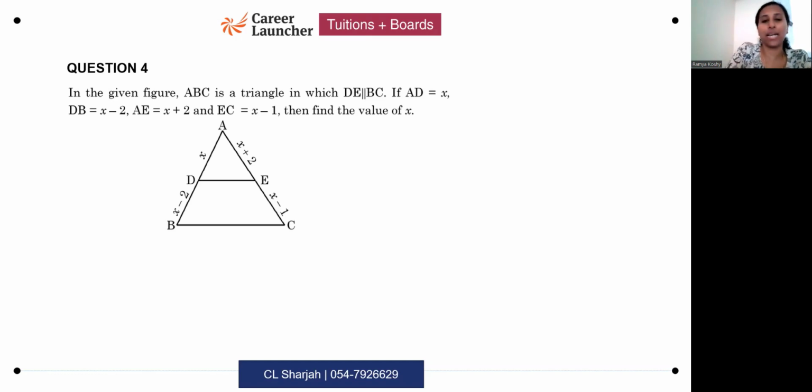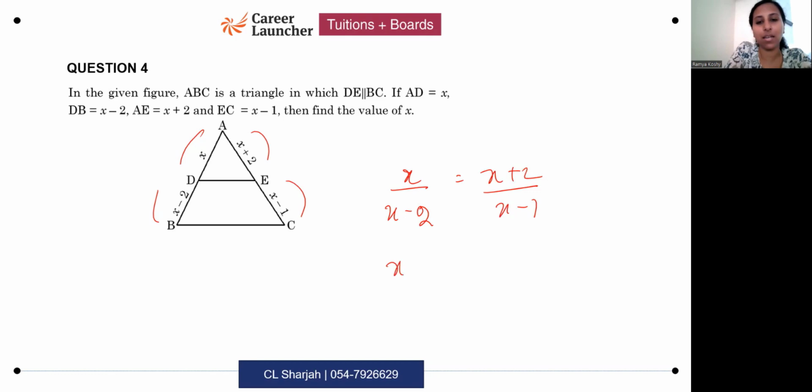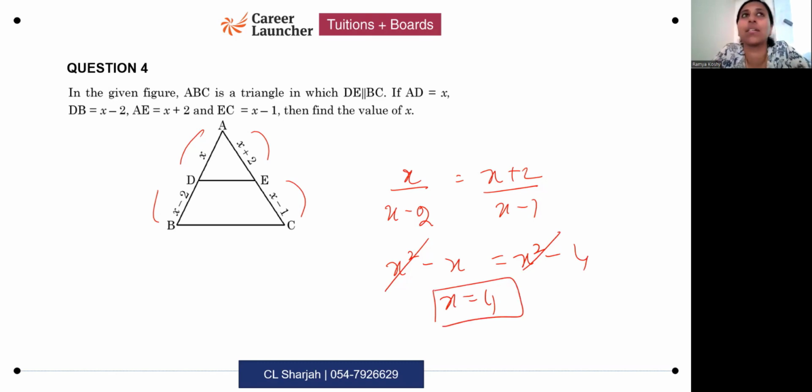Okay, so it's a very common type of question. And usually this comes, as I mentioned, following BPT. All you have to do is, DE is parallel to BC, so the ratios are the same. x by x minus 2 equals x plus 2 by x minus 1, x square minus x equals x square minus 4, x is equal to 4. That's all. Okay?